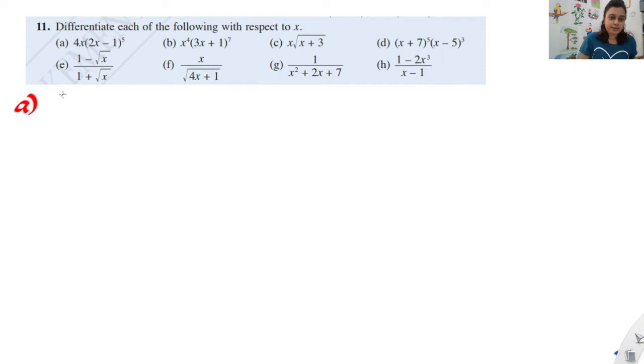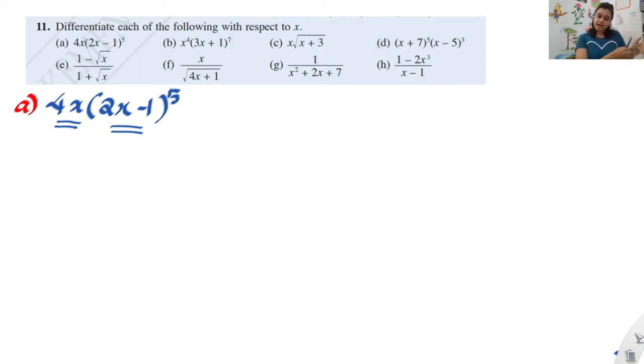If you look at the question, this is 4x and then you have (2x minus 1) to the power of 5. Can you see that you have x on the left hand side and x on the right hand side also? You have two types of x here. This one has x, and inside the bracket also has x, so that means you have two things to differentiate here.